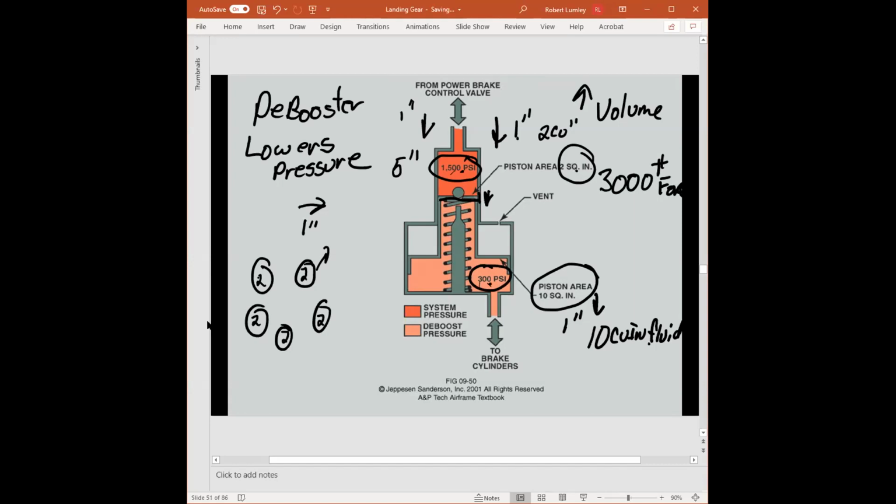But remember, we got 2, 4, 6, 8, 10 square inches of piston. So 10 times 300, sorry, equals 3,000 pounds of force. So the force being applied is the same, but we're able to allow the actuation of the brakes quicker.